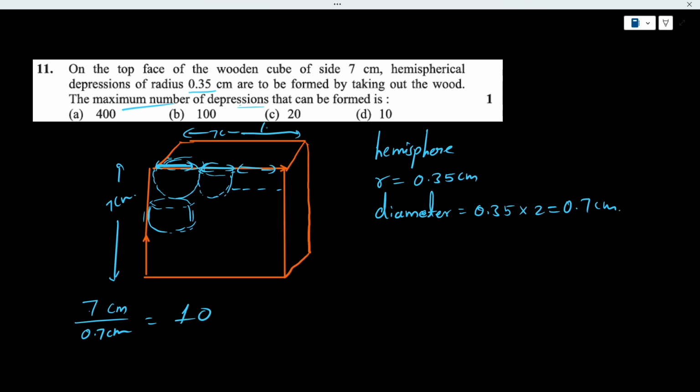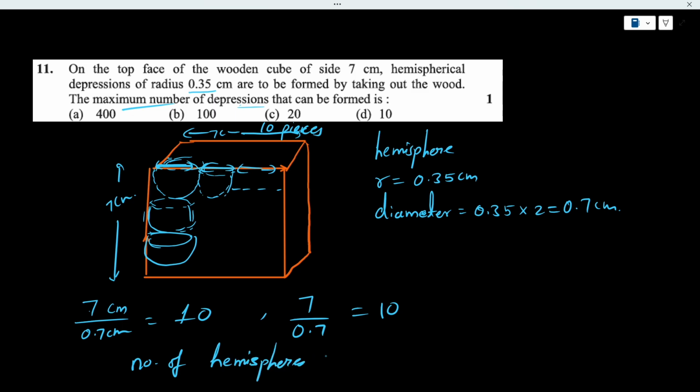So through the length you can cut 10 pieces, and through the width also, because it's 7 centimeter, you'll keep cutting here, right? So again here it is 7 divided by 0.7, which is 10. So together the number of hemispheres you are going to have here is 10 times 10, which is 100. So your option B is the right option.